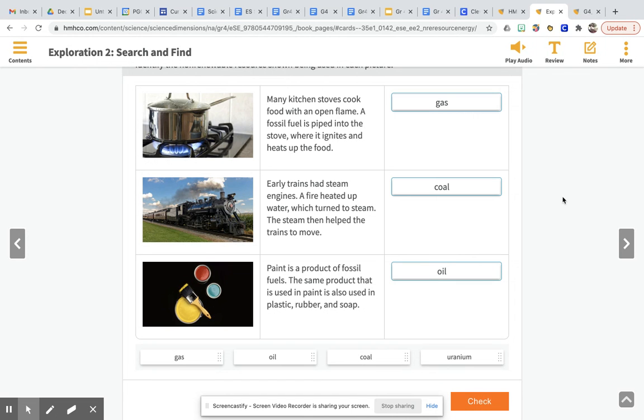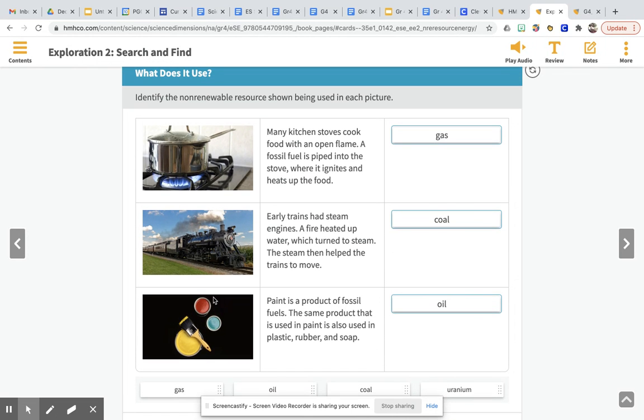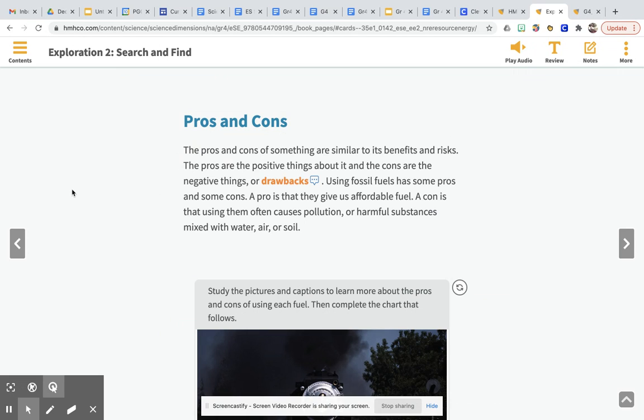Did you guys get all of those correct? I hope so. All right, great job, guys. We are almost at the end of our lesson. But before we finish up, let's talk a little bit about pros and cons, because with everything, there are things that are great and things that are not so great. It says the pros and cons of something are similar to the benefits and the risks. The pros are the positive things about it, and the cons are the negative things or the drawbacks.